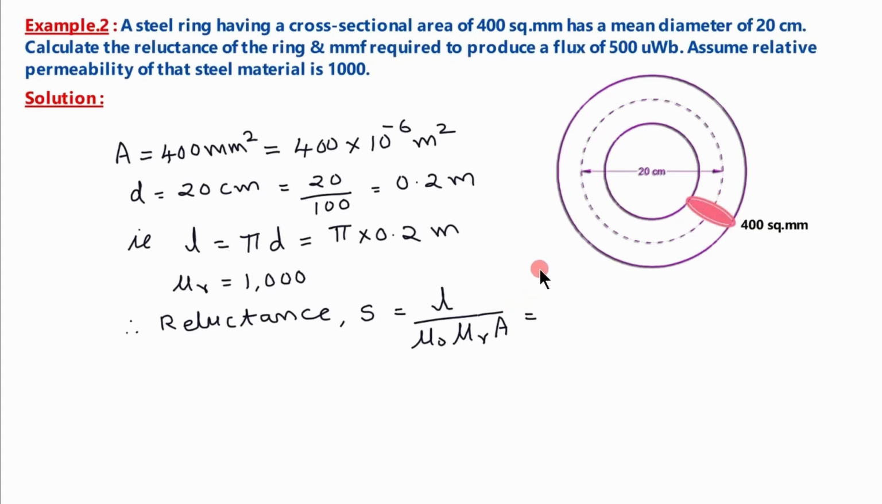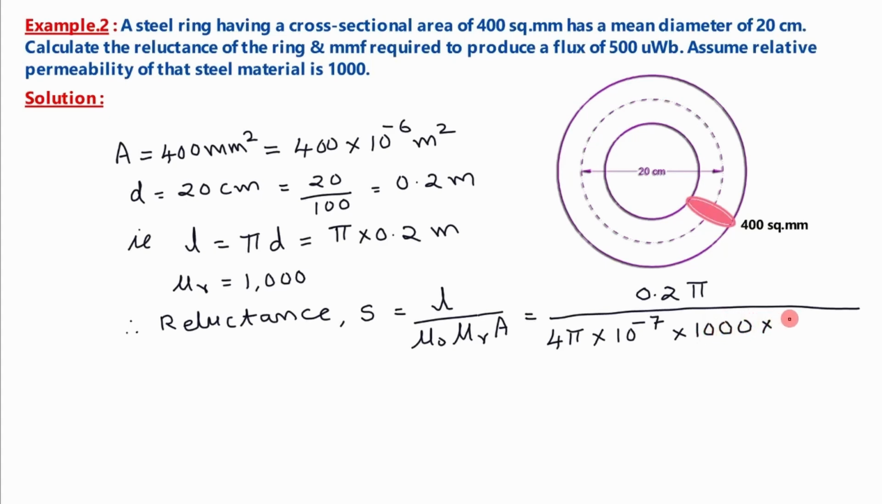Substituting these values, this becomes 0.2 pi, which is the length, divided by mu 0, the permeability of free space, which is 4 pi into 10 raised to minus 7, into mu r, which is 1000, into area of cross section, which is 400 into 10 raised to minus 6. Simplifying this, we will get this is equal to 1.25 into 10 raised to 6 ampere turns per Weber.